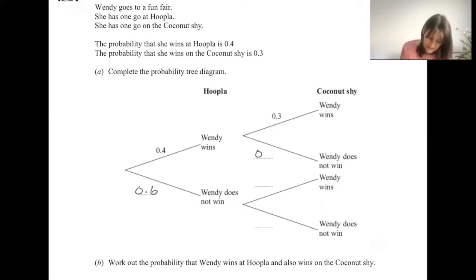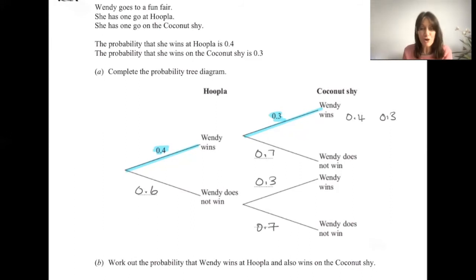0.3 to win, it means a 0.7, and then that gets repeated, and you get 2 marks for filling and completing that. We've got to work out the probability that Wendy wins at Hoopla and at the Coconut Shy. So we follow that pathway. That's her winning at Hoopla and then winning at the Coconut Shy. We're picking up these values as we go. So we've got 0.4 and 0.3. We've got to do something with those numbers. We multiply across. So we're going to times those, which is going to be 0.12.